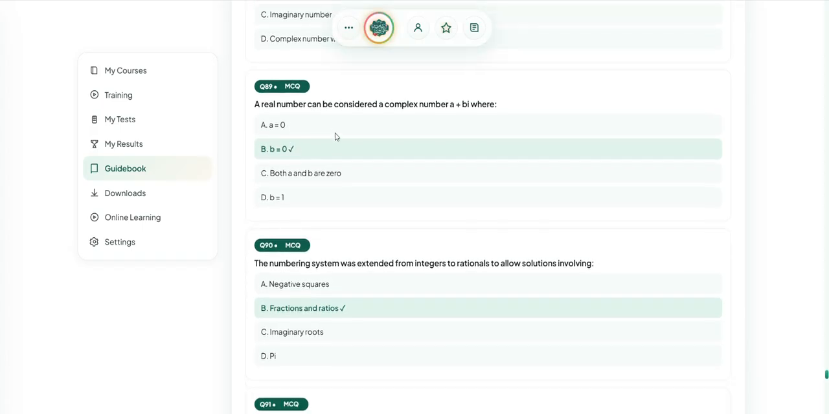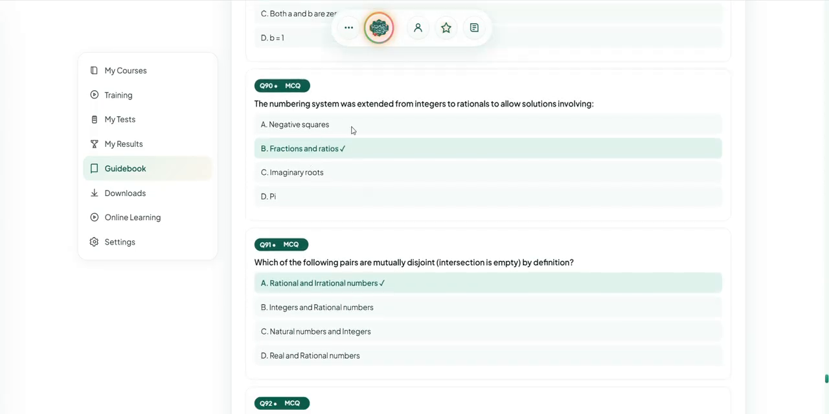A real number can be considered a complex number a + bi where b = 0.